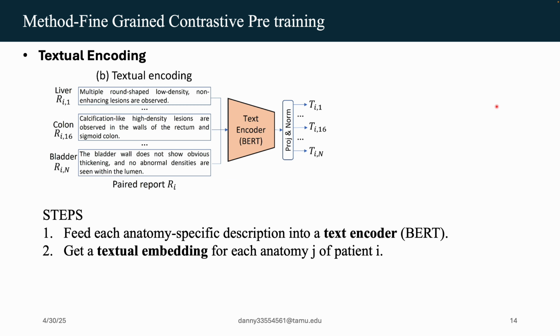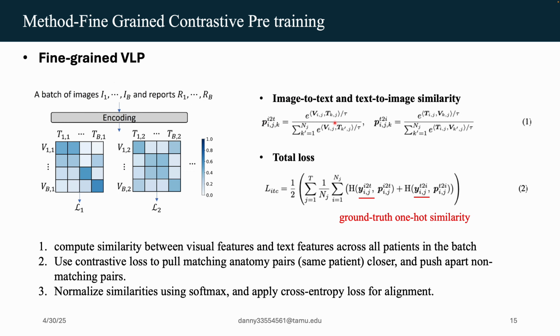Okay, next is the textual encoding. So we feed the previous anatomy-level decomposed report into the text encoder, and they use BERT in their paper, and we project and normalize the tokens to get a textual embedding for each anatomy j of patient i.